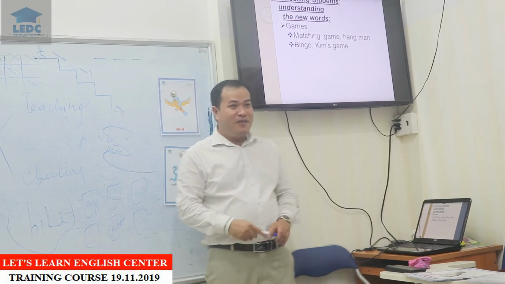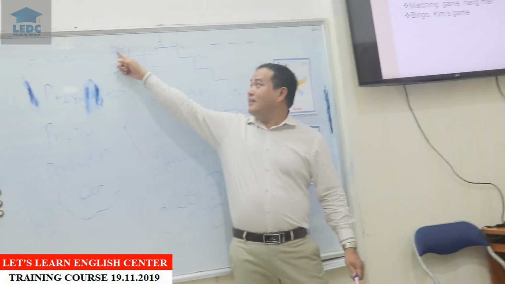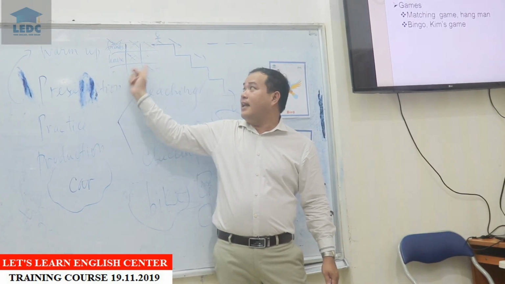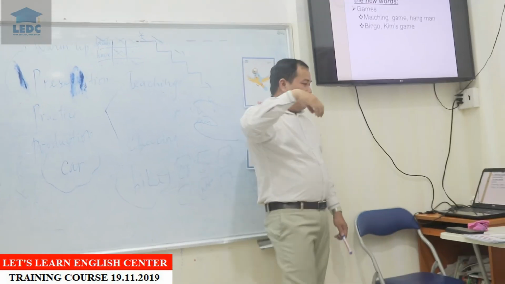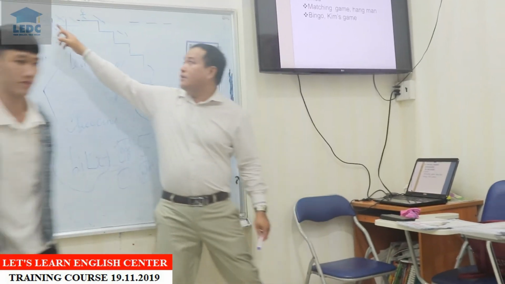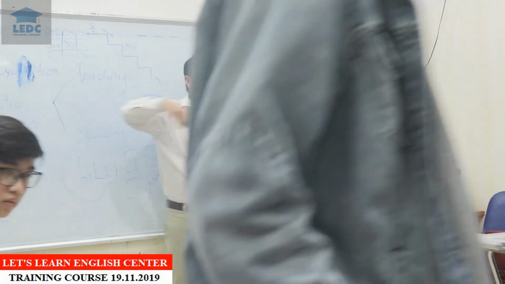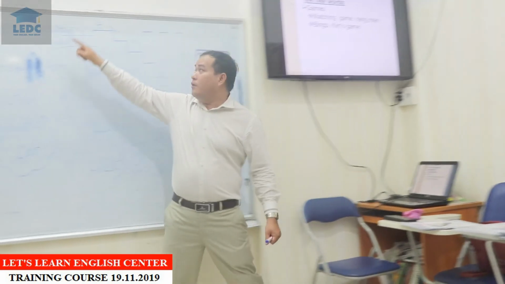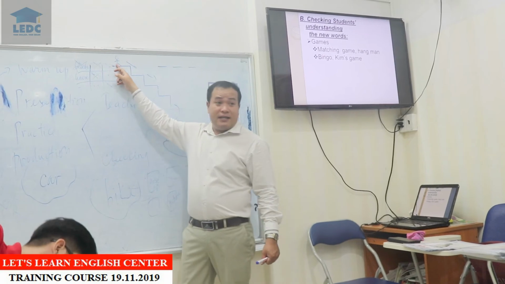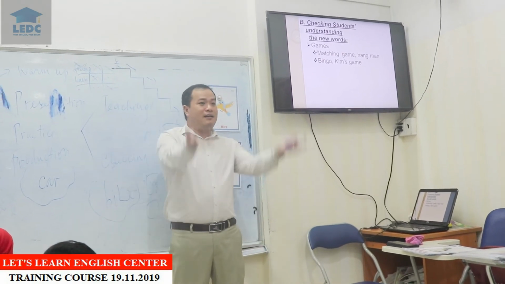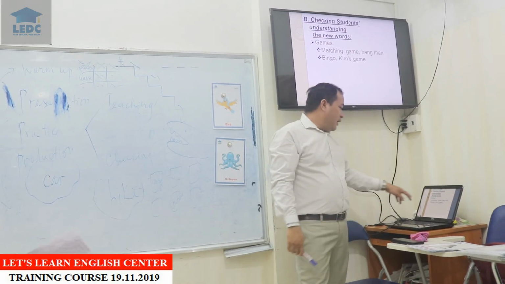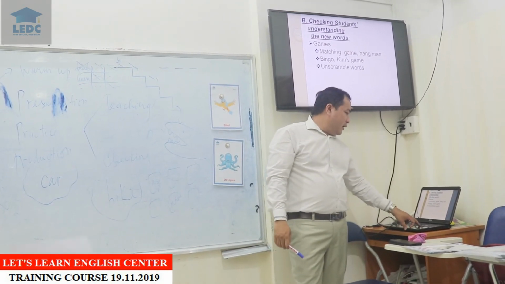Bingo is like this, we put it like this. For example, you take 20 words and you put the 20 words in here, and you say the word, and students will mark it. If they have a full line like this, they say bingo, and ask them to stand up to say the word and you check. And the kill game I mentioned already.